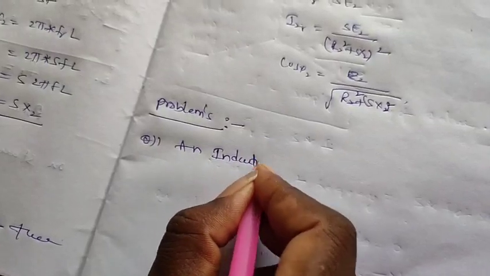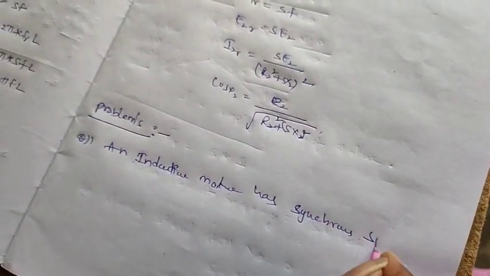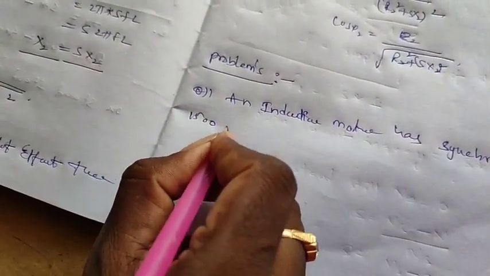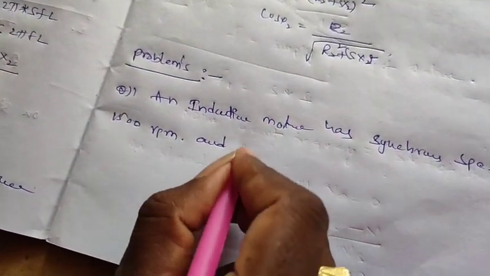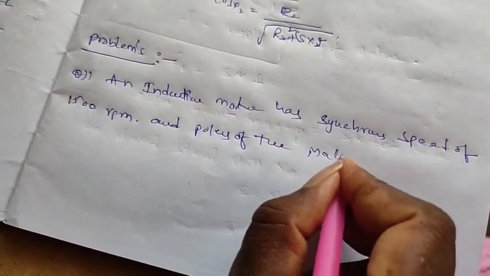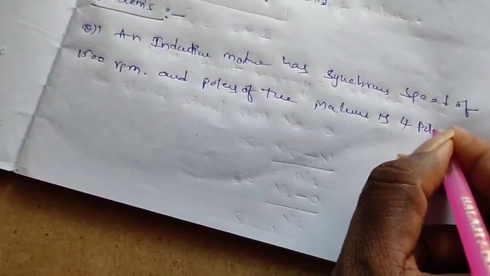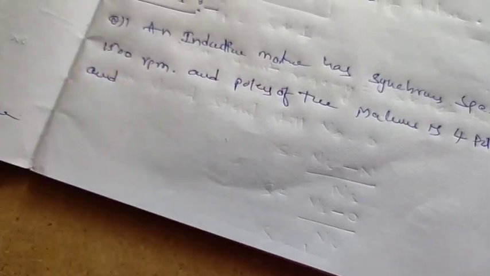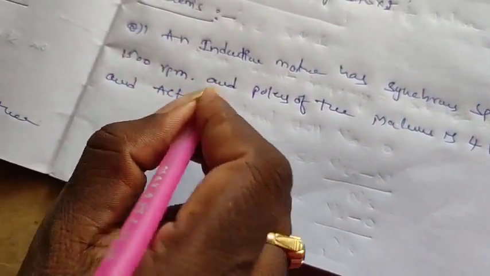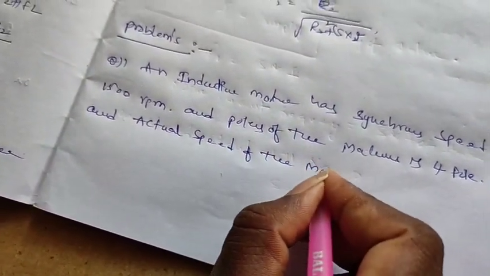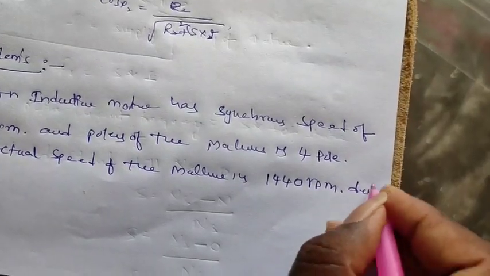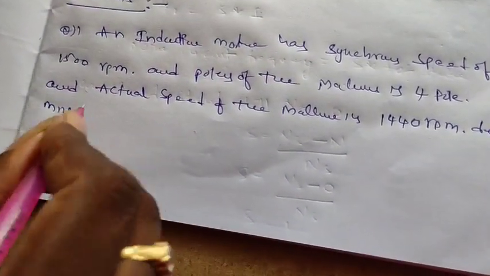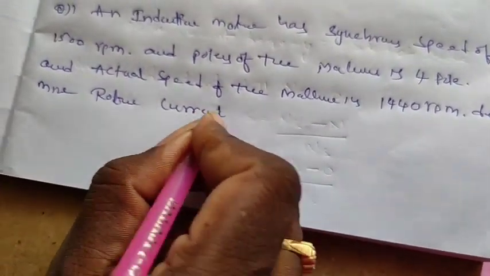An induction motor has a synchronous speed of 1500 rpm, the number of poles of the machine is 4, and the actual speed of the machine is 1440 rpm. Determine the rotor current frequency.